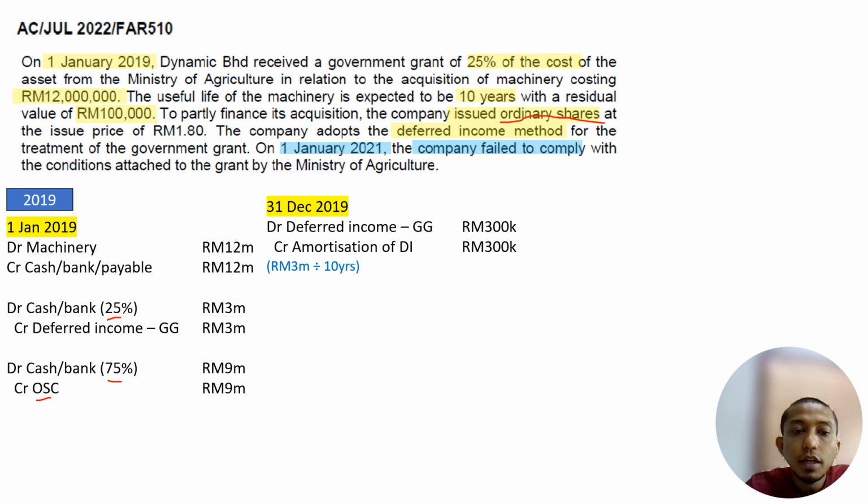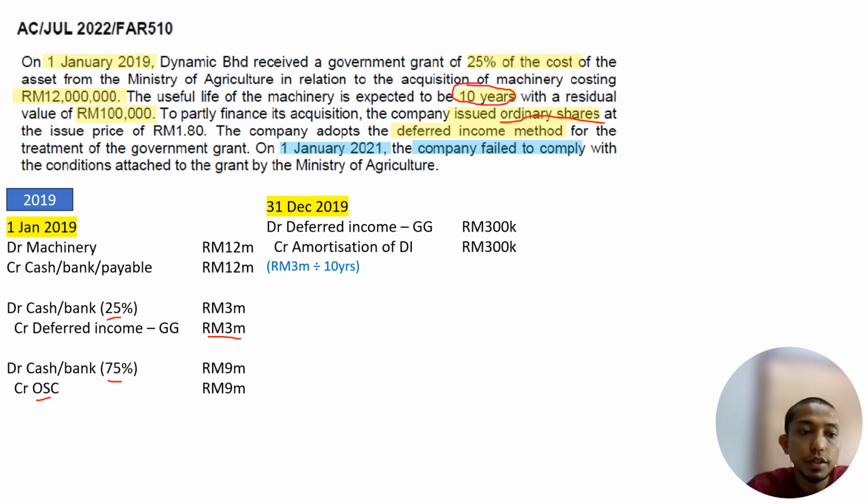End of the year, what happened? We need to do a deferred income amortization. How do we do it? 3 million. Why is it 3 million? Because 3 million is our government grant. 3 million divided by 10 years. Why 10 years? Because the estimated useful life is 10 years. So we get 300,000 per year.